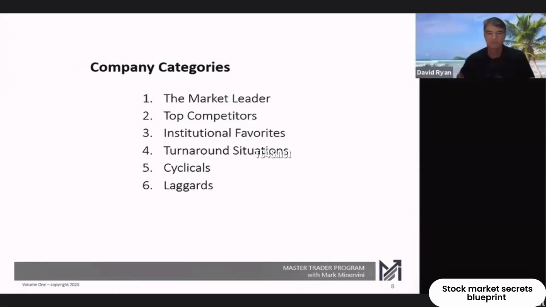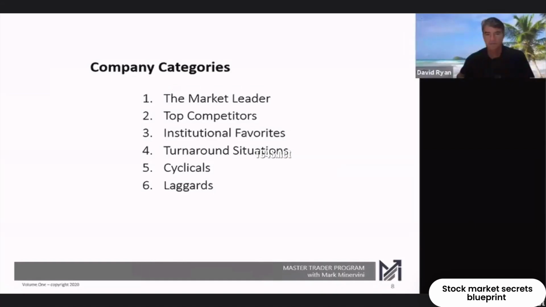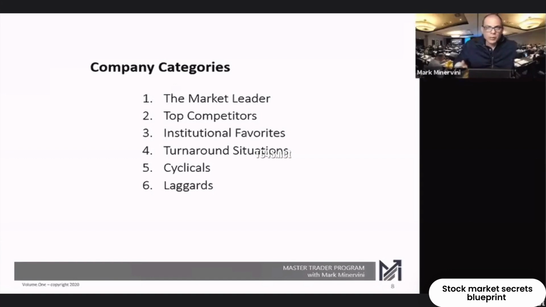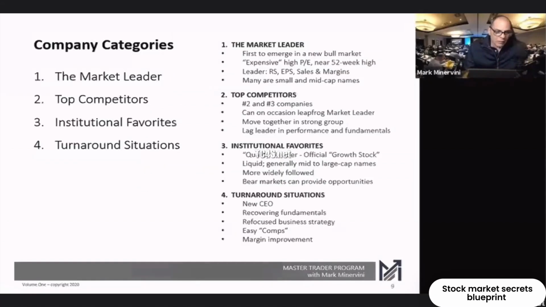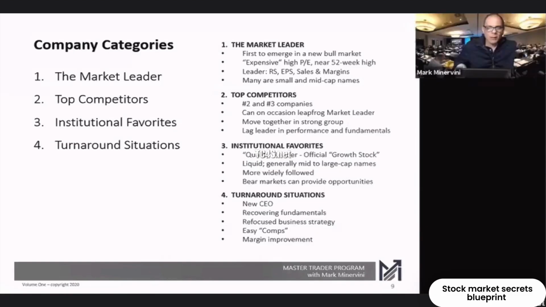And David does basically the same. He's looking mainly at, and we're both mainly looking for, the market leaders, those top competitors, and occasionally the institutional favorites and some turnaround situations. The cyclicals, occasionally we're looking at cyclicals, but they're not growth stocks, and they don't have those secular moves, and they have a little bit different way that you have to treat them. And laggards, of course, those are the ones that we generally stay away from, and sometimes even short. Now, I want to give you a few examples of each of these 4 that we look at.